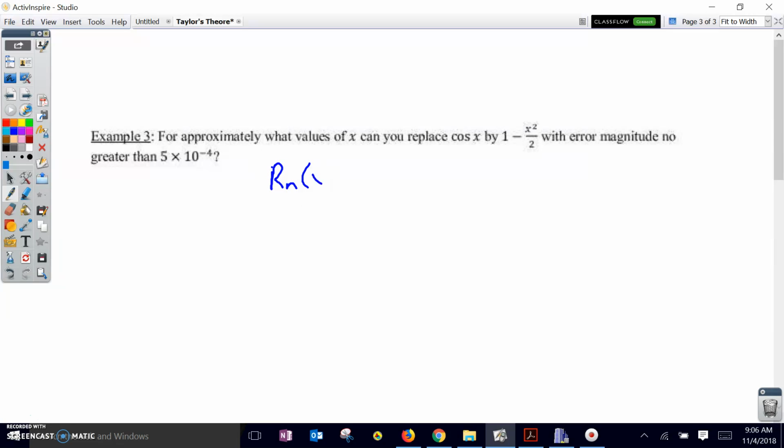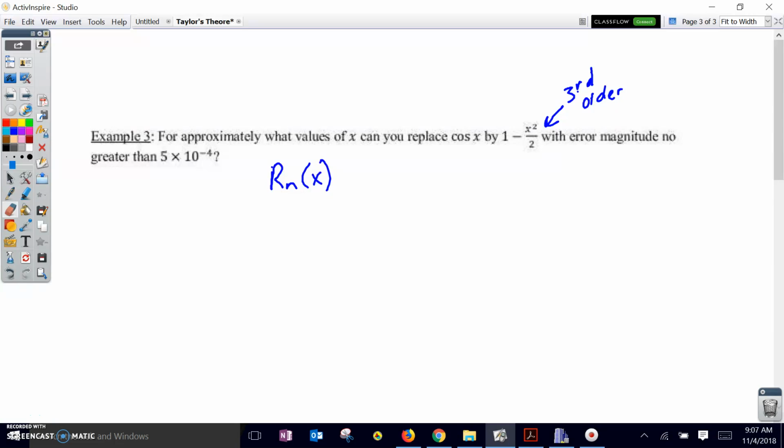So we want our remainder, and we're looking here at a third order polynomial for cosine. And so we want the third order remainder.